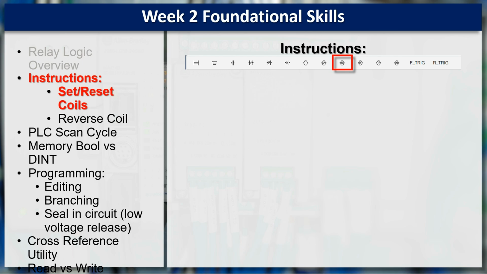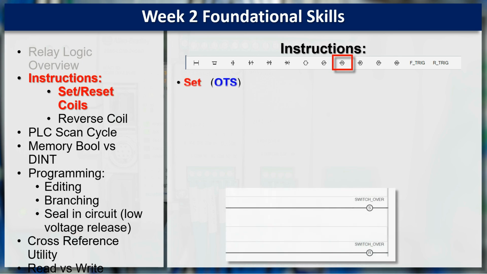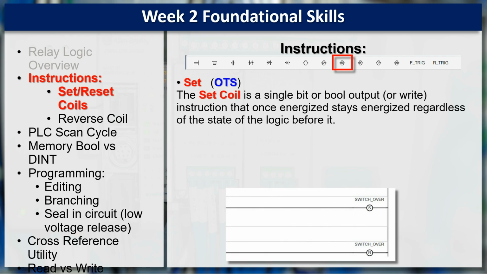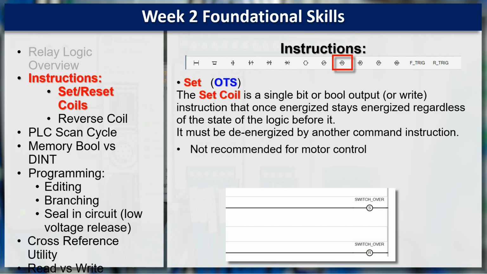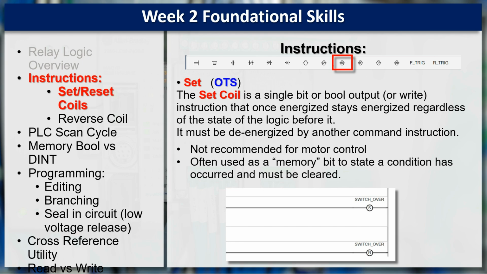Let's review some of the instructions we did this week. Set, or OTS. The set coil is a single bit or rule output or write instruction that once energized stays energized regardless of the state of the logic before it. It must be de-energized by another command instruction. It's not recommended for use for motor control, but it's often used as a memory bit to state a condition has occurred and must be cleared.